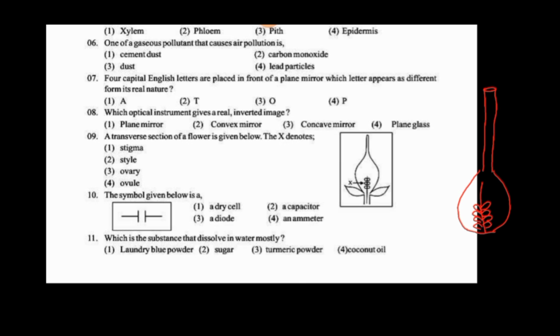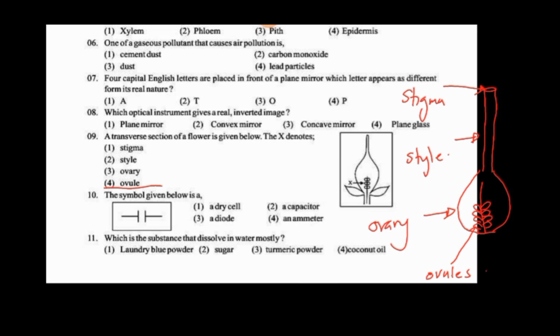Right? So here this is called stigma. This is style, right? Ovary, and inside the ovary, ovules are present, right? So ovules, they are present within the ovary. The function of this gynoecium is the production of seeds, right? Here letter X, it denotes what? Ovule. The answer should be the fourth answer.